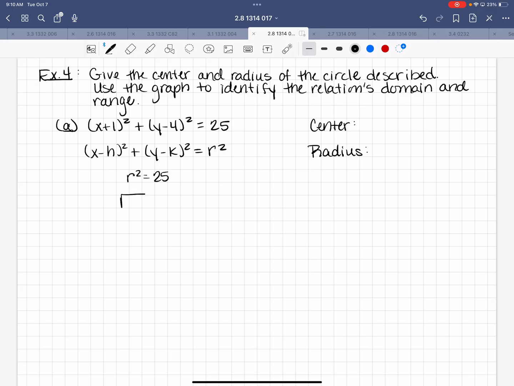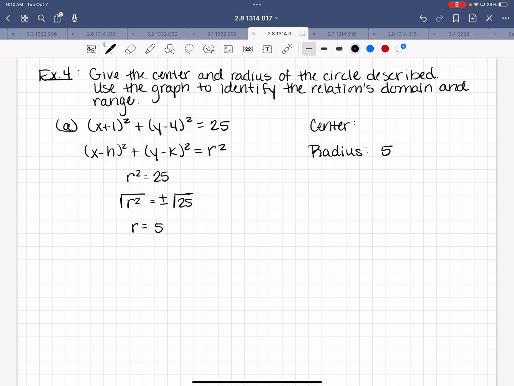If I take the square root of both sides, yes, I should put the plus or minus there, but am I going to list −5 as a radius? No, because it's a measurement. It's the distance from the center of the circle to the edge of the circle. So we only have to list positive 5. My radius is 5. It can't be negative.